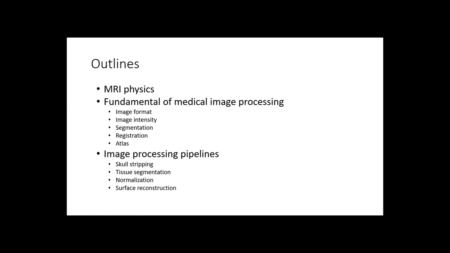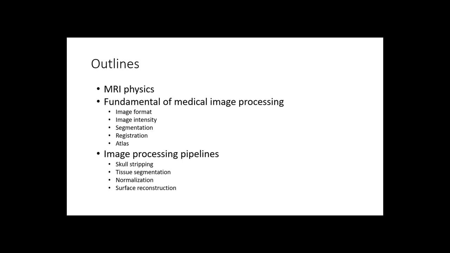Right. So first we'll talk about the physics of the MR. How does the MR work? And then I'm going to dive into two parts. First is just very fundamental, just to clear up some concepts about image processing. So we're going to talk about what a header file is, what image intensity is, and how we do tissue segmentation, registration, and what an atlas is. We often hear this buzzword in the following lectures.